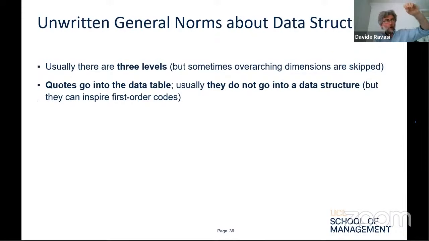Yes, but that would probably take a lot of space. And you're kind of asking the same display to do two things at the same time. The data structure shows the map of your codes and shows where the abstract codes come from in terms of the empirical codes. The data table shows evidence, selected evidence for the empirical codes, the first order codes. Two different functions. Keep them separate.